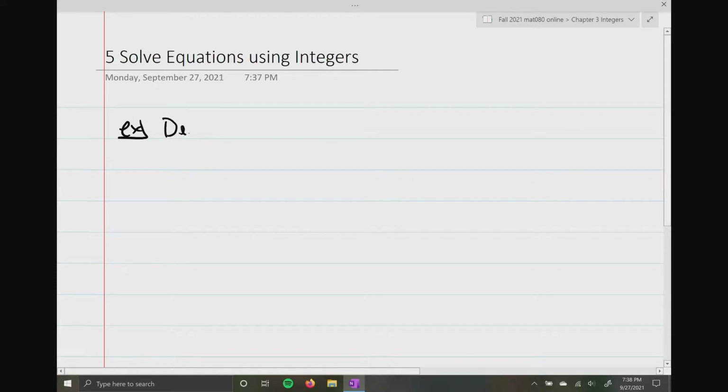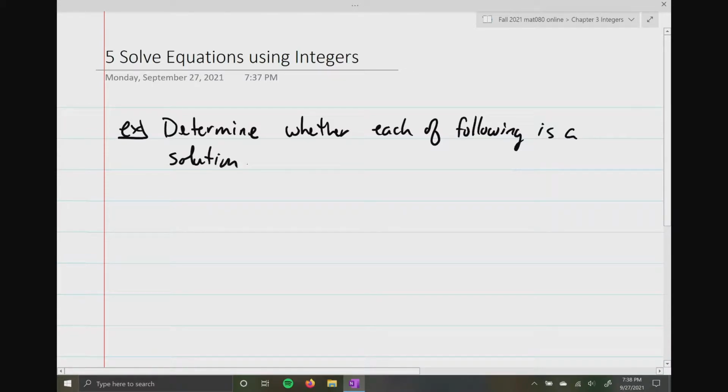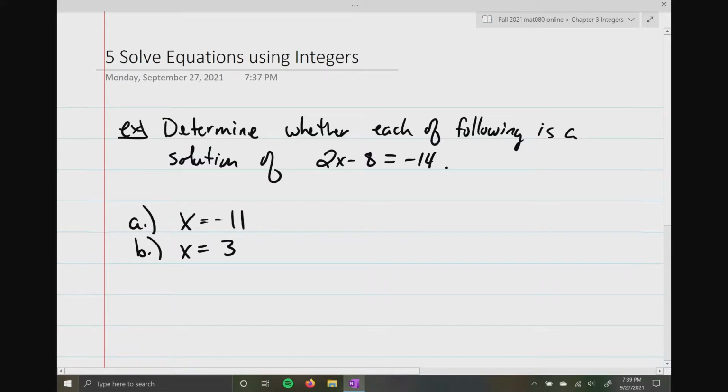What we want to do is determine whether each of the following is a solution of 2x minus 8 equals negative 14. Part A, we're going to try x equals 11. And then we're going to try part B, which is x equals positive 3.